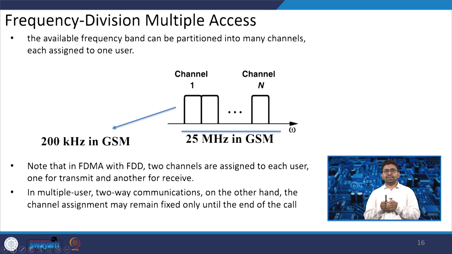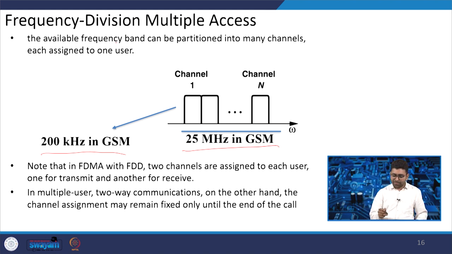So let's say there is a GSM spectrum of 25 megahertz, which is available with the supplier. Then it can be divided into multiple channels to give to the different users, and then different users again use either FDD or TDD to reconstruct the signal. So 25 megahertz is the GSM band, and each channel is around 200 kilohertz. So there are n users, which is 25 megahertz divided by 200 kilohertz.